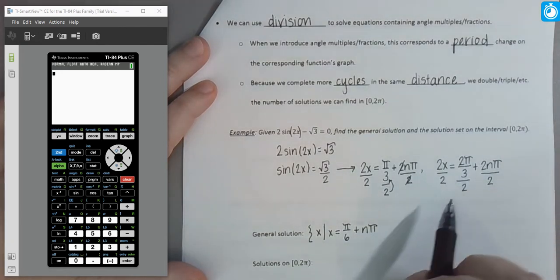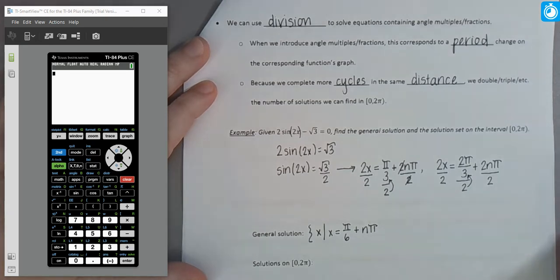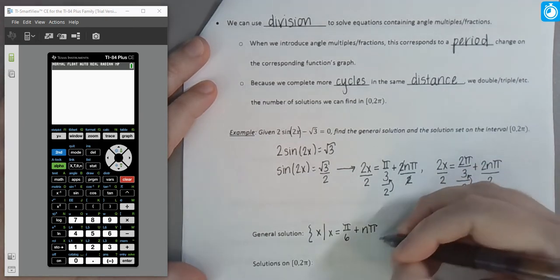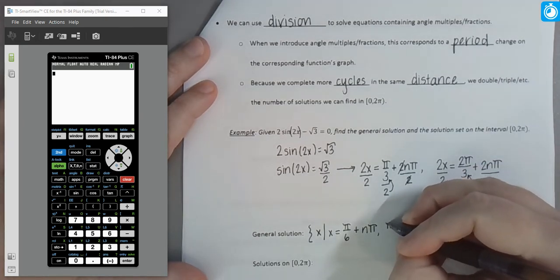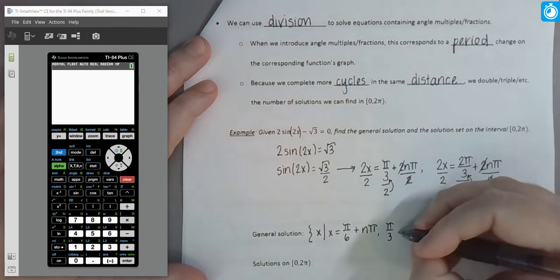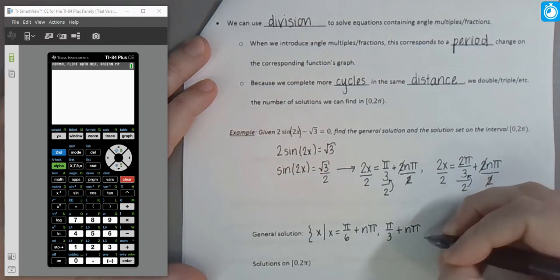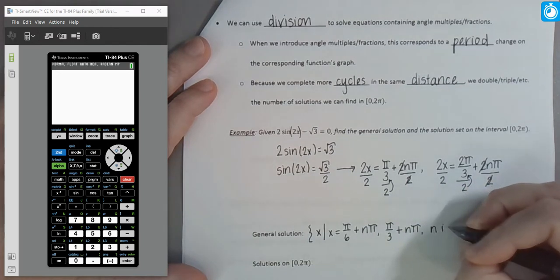And then we have to do the same thing over here. So if I were to move my 2 up here, that becomes 2 pi over 6, which reduces to pi over 3. And again, same thing with that rotational component. Now our solutions don't repeat after full rotations. They only need a half rotation to repeat. And again, n is an integer.